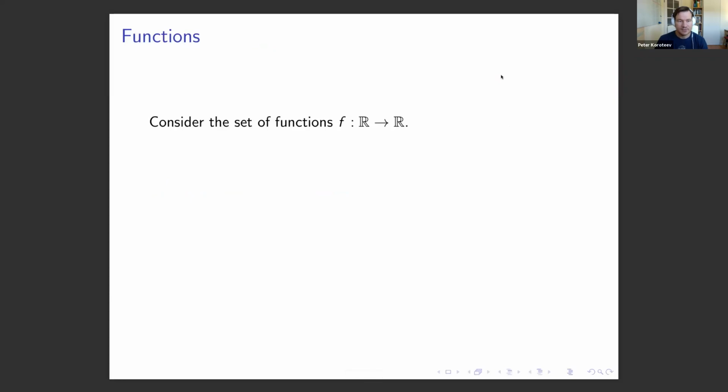Okay, now let's talk about functions. We have a set of functions f from R to R. There's a 0 function, defined by sending every point to 0.